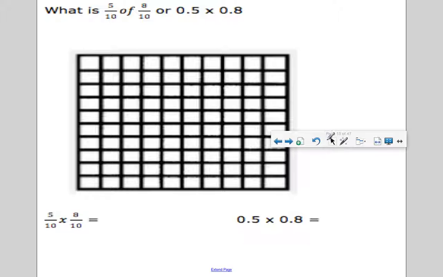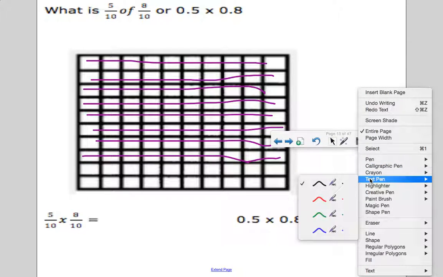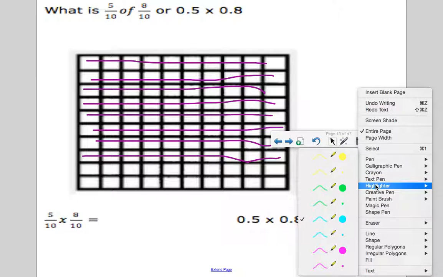Let's try another example. Maybe you prefer this. 5/10 of 8/10. So 1/10, 2/10, 3/10, 4/10, 5/10, 6/10, 7/10, 8/10. Now, what's 5/10, which is a fraction of half, of this?